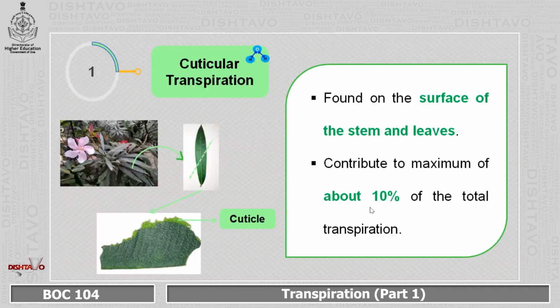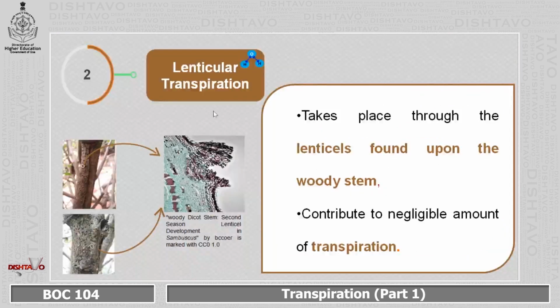Coming to lenticular transpiration, it takes place through the lenticels. This is a microscopic image. It takes place through the lenticels, which are usually found on secondary growth or on a woody stem, and it contributes a very negligible amount of transpiration.